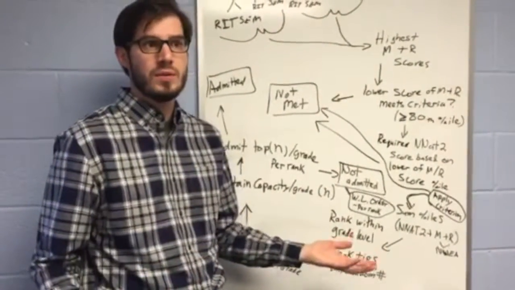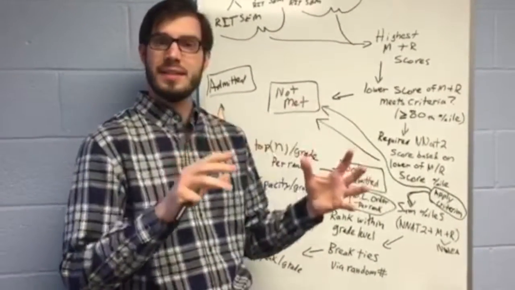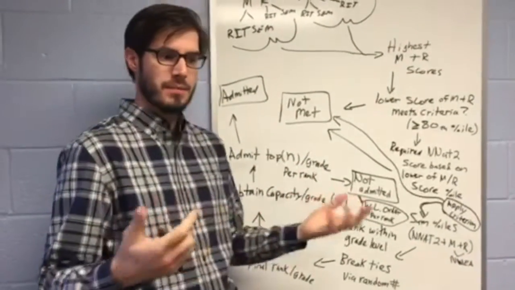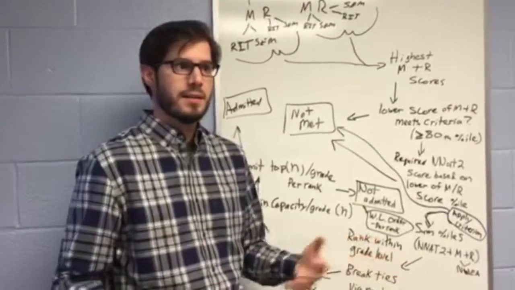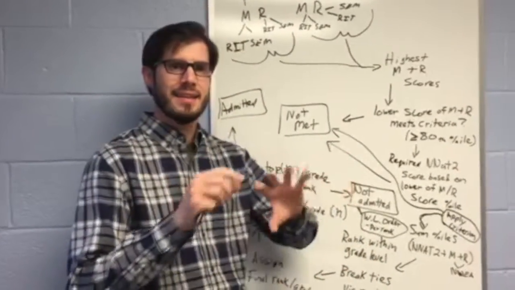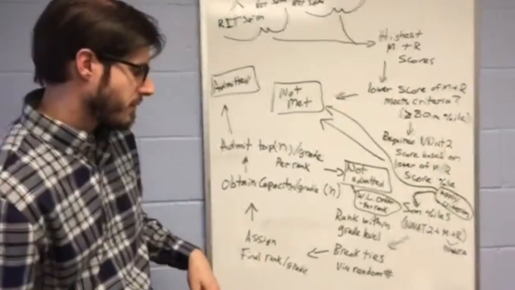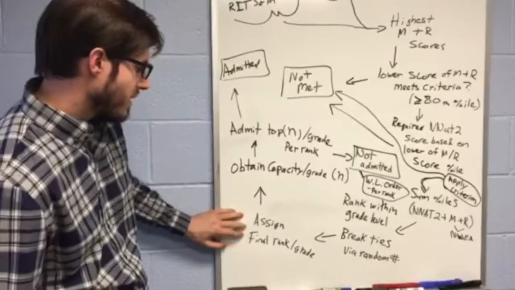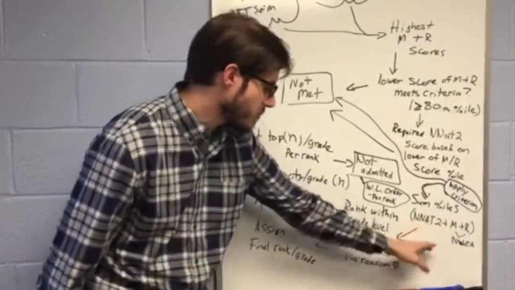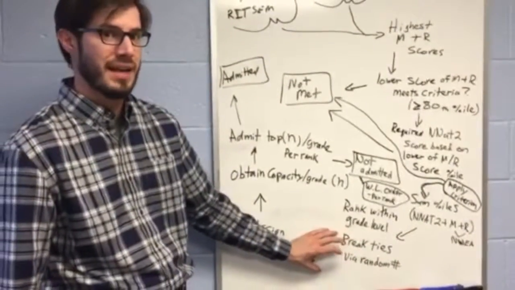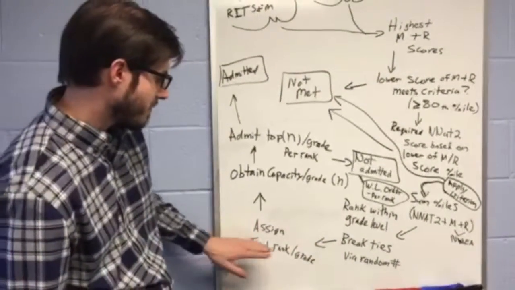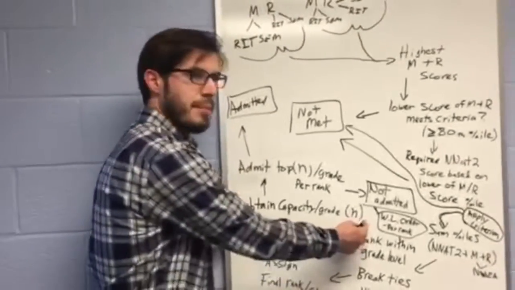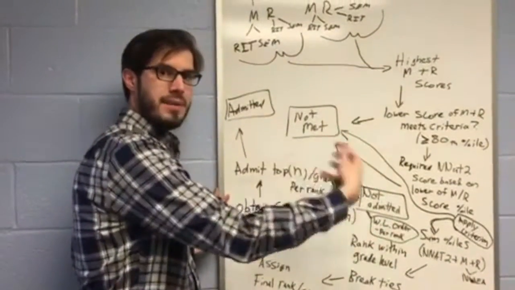But it might occur that 2 students have the same summed percentile. Then we have to break the ties, and we do that via random number generation in Microsoft Excel. The formula, I believe, is equals RAND. Upon breaking the ties with the random number generation, and by the way, this ranking is at the grade level, per grade, we assign a final rank per grade, and then we have to determine the capacity for the TAG program the coming year.